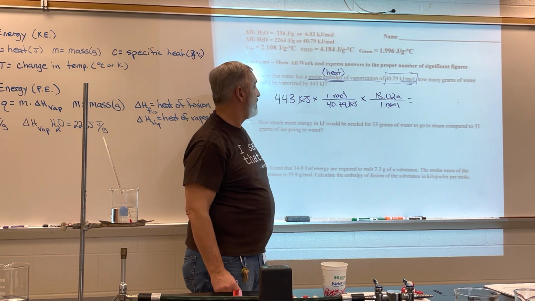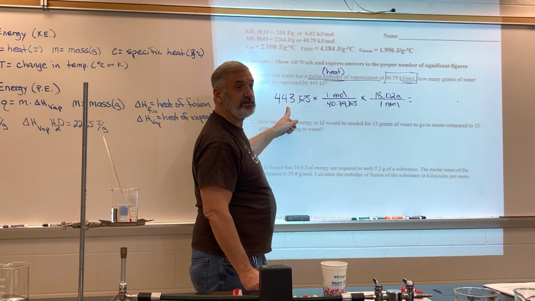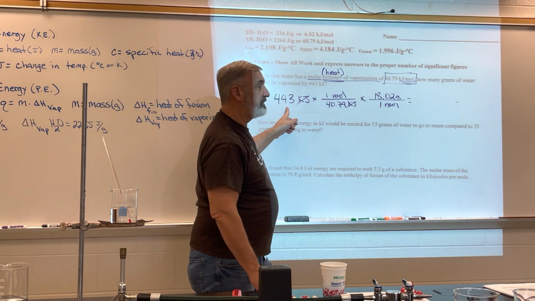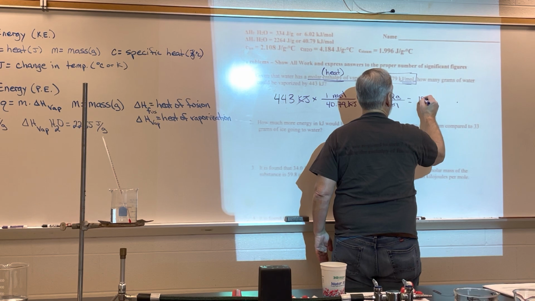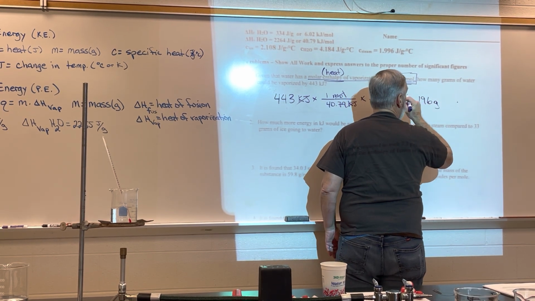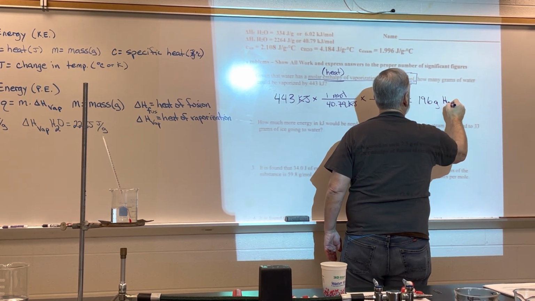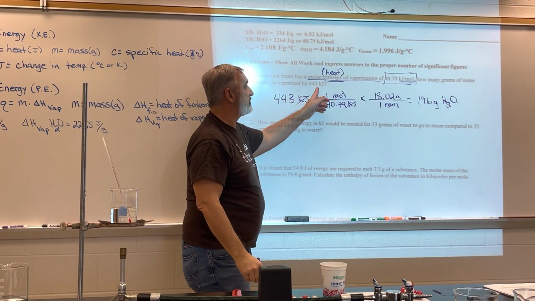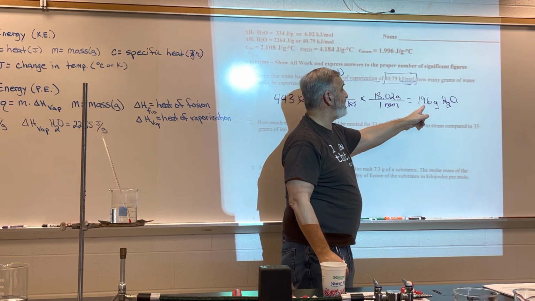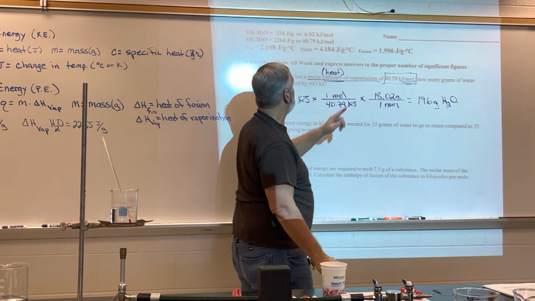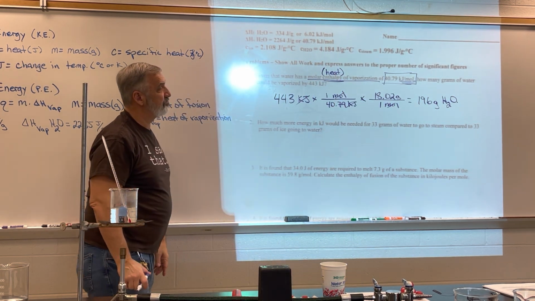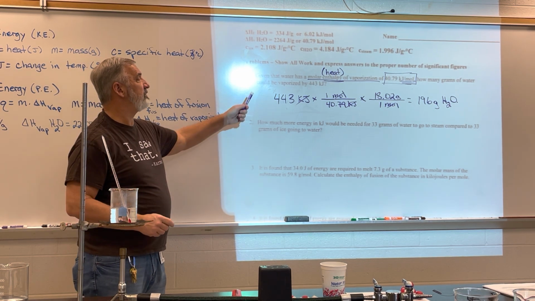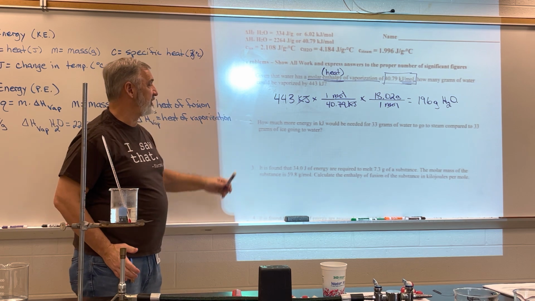195.7. Okay, but how many sig figs should I have? So 195.7 is really going to be 196. 196 grams of water. So if I put in 443 kilojoules, I can convert 196 grams of water to steam. Okay, now they're assuming that it's already at the boiling point here.